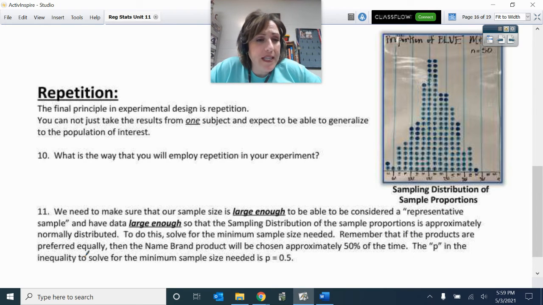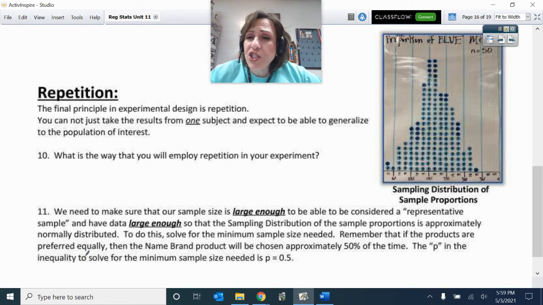The last component is repetition. So the final principle in experimental design is repetition. You cannot just take the results from one subject and say, oh, voila, that person chose the generic, so the generic must be better. No, you cannot. You must have repetition. So what is the way that we will be having repetition in our experiment? You will write that down there.